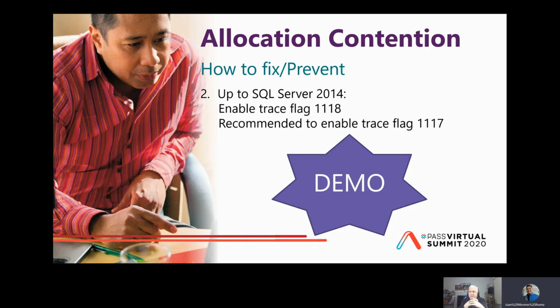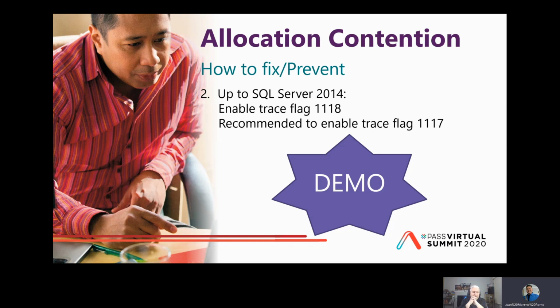What trace flag 1118 does is to force SQL Server to always use uniform extents to allocate objects. That means that we will need to check very, very few times the SGAM page for mixed extents to locate free space. This will allow us to be more efficient when we try to look for space. So we reduce the allocation contention in this way.